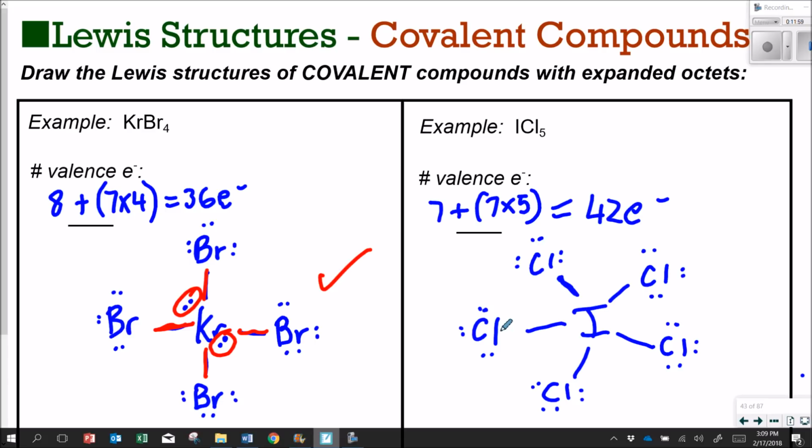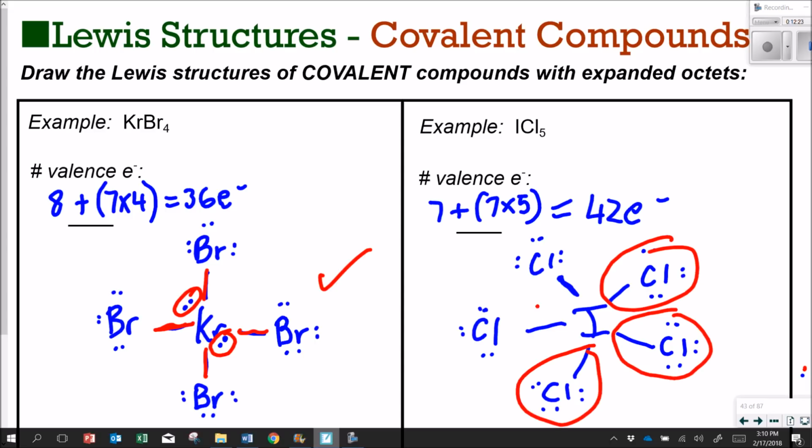Now again, if we count how many electrons we have used up out of the 42, we have 8, 16, 24, 32, and 40. So we have used up 40 out of the 42 electrons. So we have to put an extra pair of electrons on the central atom, which would be iodine. So we can put it, let's say, over here as a pair.